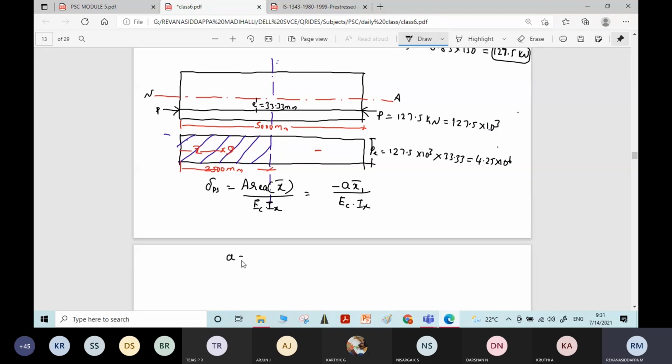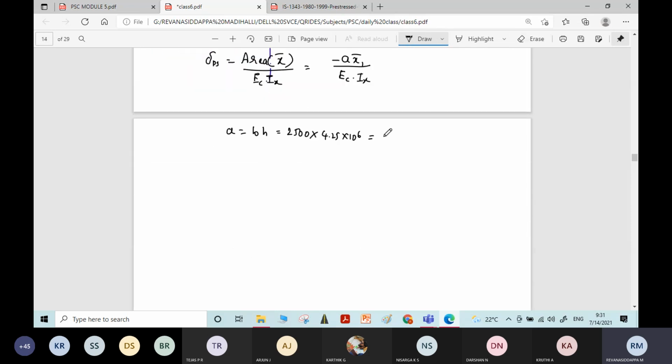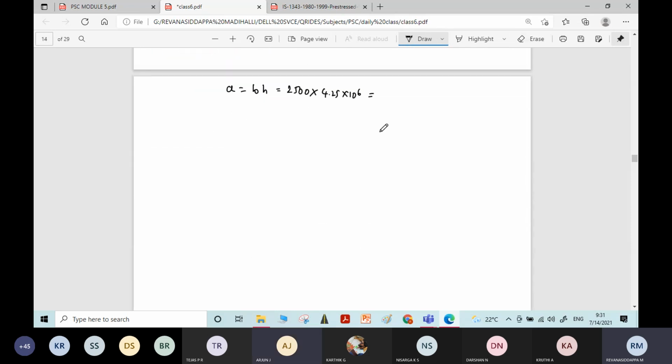Now find the area. Area is equal to B into H. B is 2500, the area of this shaded portion, and H is 4.25 into 10 power 6. What is the answer? 1.06 into 10 power 10.